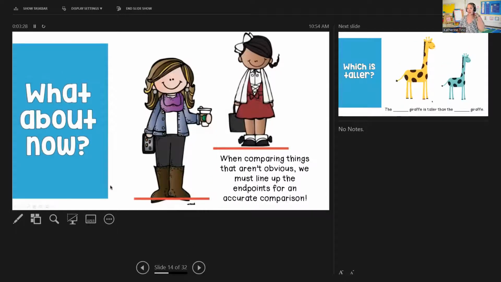So when comparing things that aren't obvious, we need to make sure we line things up at their endpoints for an accurate comparison. We can't have one thing up here and one thing up here and then try and actually talk about which one's taller and which one's shorter. That's not actually taller or actually shorter because they're not at the same endpoint.